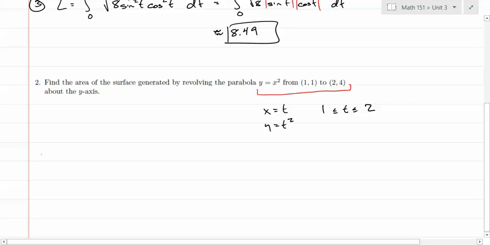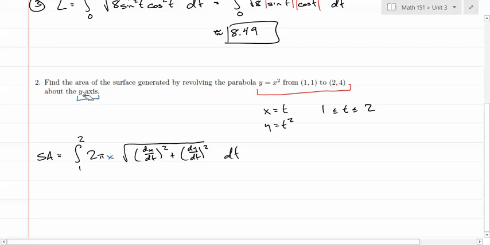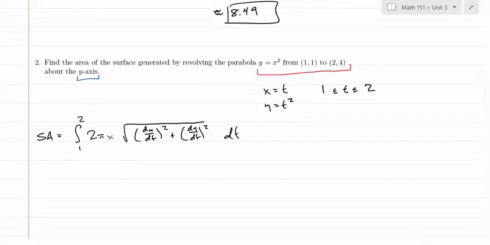And then we also need to remember that the surface area formula is going to be the integral from 1 to 2. And since we are going about the y-axis, it's going to be 2 pi x times the square root of (dx/dt) squared plus (dy/dt) squared. If it's about the y-axis, there's an x. If it's about the x-axis, there's a y. That's the only difference in the formula.